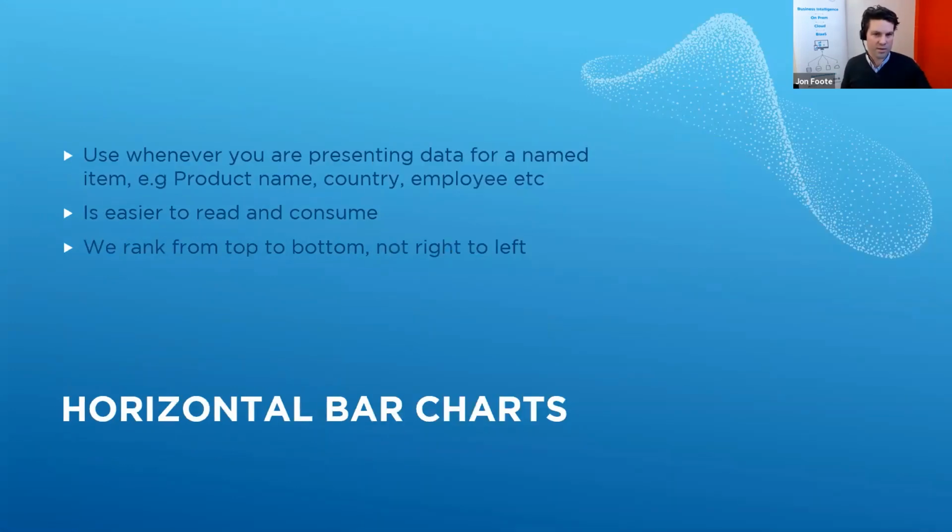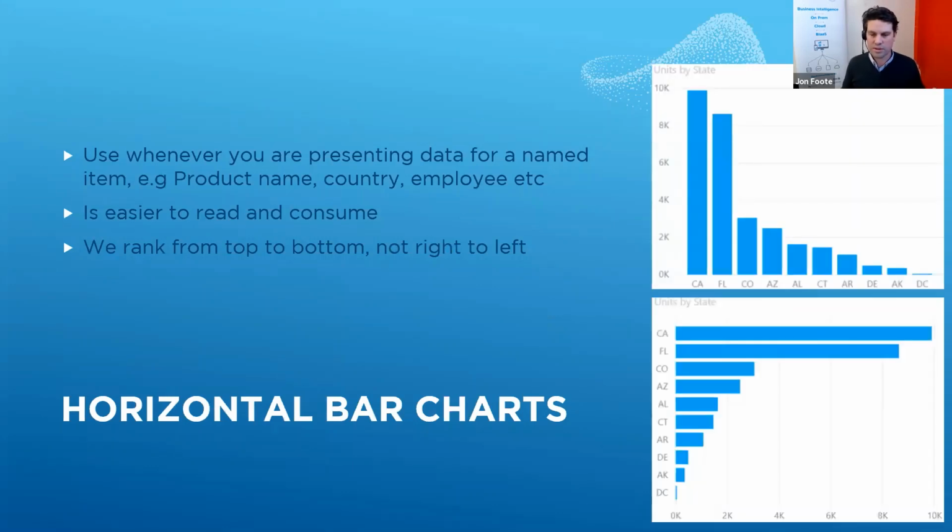Horizontal bar chart. The use of horizontal bar charts for me is really important. Whenever you're dealing with something that's a named thing, so it could be anything from a product to a country to an employee, I encourage you to use a horizontal bar chart. It's faster to consume. It's much easier. In this case here, we're looking at the States of America. It's much easier to consume California and then look across Florida, et cetera, than it is here to read it horizontally and then go up vertically and try and consume that.